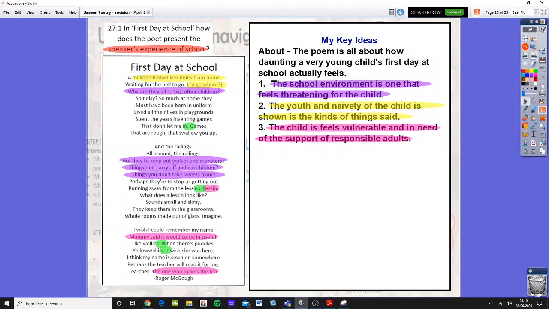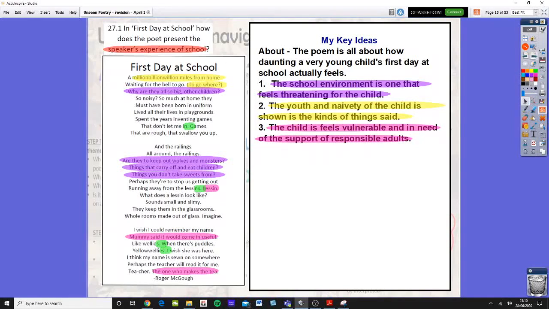Also, there's a little bit of stranger danger there in the last one, things you don't take sweets from, because children are quite often told not to take sweets from strangers. So I get the impression from all these questions, which are genuine questions, not rhetorical questions, that this child is very wary of what's around in the school environment and is a little bit scared. And that certainly comes across quite a bit in those questions.